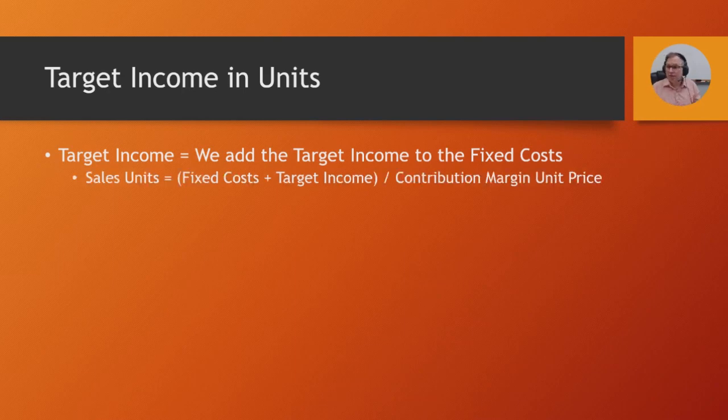So if we recall, the sales units for break-even was fixed costs divided by contribution margin per unit price. Well, we're just going to plug our target income in there. So it's fixed costs plus target income divided by contribution margin per unit price, and that will give us our sales units that we need to sell. So the best way to do this is through an example.